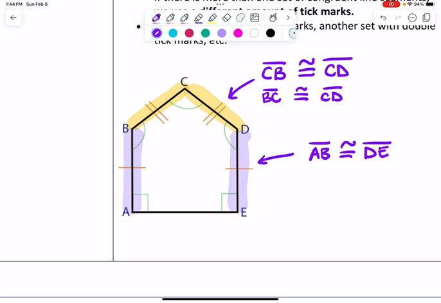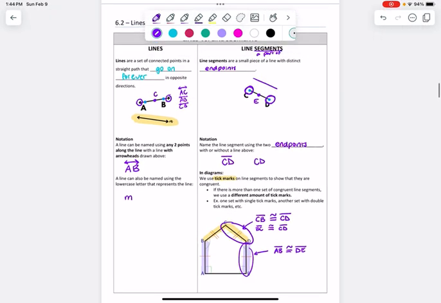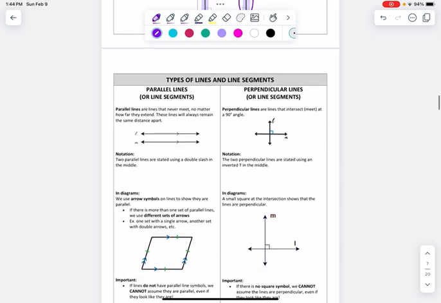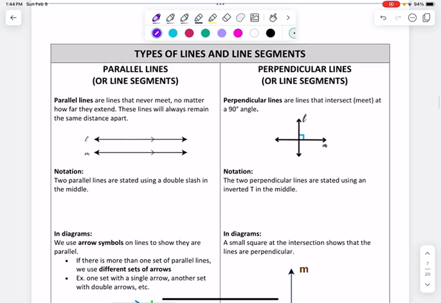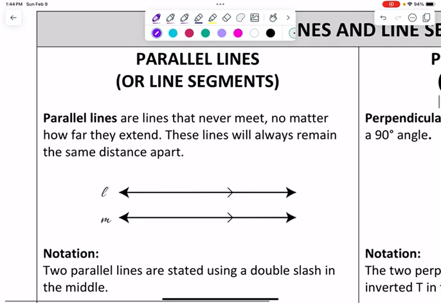But I know that this segment and this segment are not congruent because they do not have the same number of tick marks. All right, that's our lines and our line segments. Now, when I talk about lines and line segments, there's particular types that are a little bit more interesting to me, a little bit special. And those are parallel and perpendicular lines.